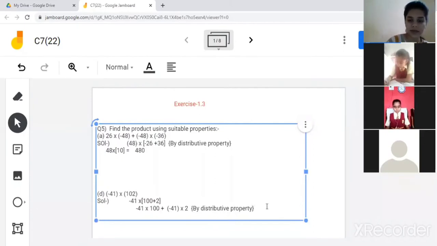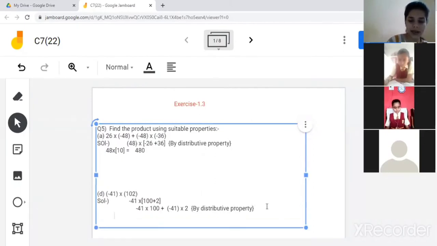Okay. Now, what will be the answer here? Minus 4100. Now our calculation becomes very easy. Minus 4100. Positive times negative is negative. So negative. These 2 ones are 2 and 4 twos are 8. In this way, now you can add it very easily.